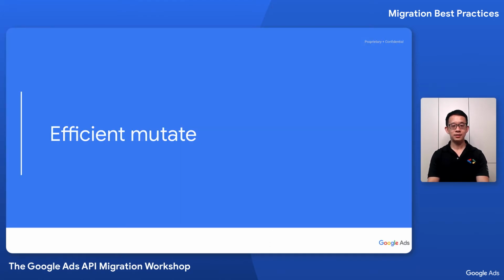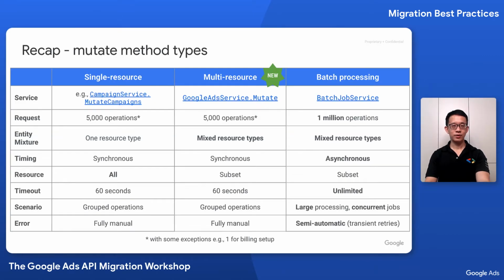The next topic is efficient mutate. To recap the three mutate method types in the Google Ads API, let's take a look at this table. It is the same table I presented in the simple model for mutate session, so please check it out if you have not watched it yet. We have three types here: single resource, multi-resources, and batch processing. The single resource mutate type is very similar to the AdWords API in that it is available in most services like campaign service, ad group service, and so on.